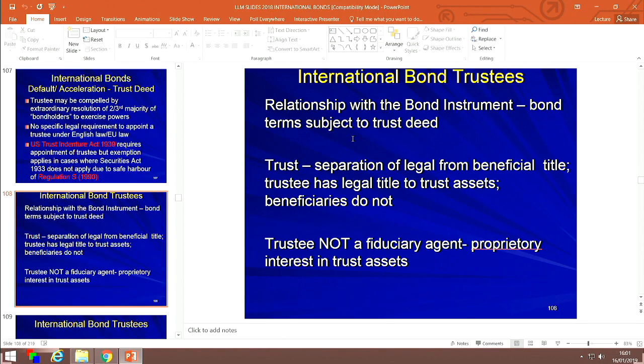Look at the last bullet point. Look at the point again. People don't draft these things in that mishmash, broad brush way. There's a reason why I use the phrase not a fiduciary agent. So what is being said is that it's not a fiduciary agent. Whether it has a fiduciary relationship is a totally different issue, which I will come to shortly.